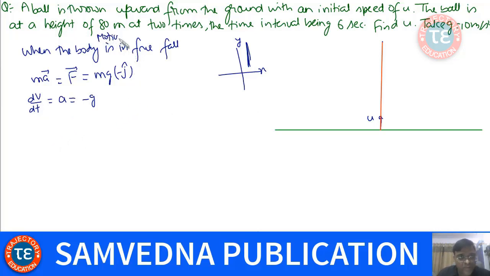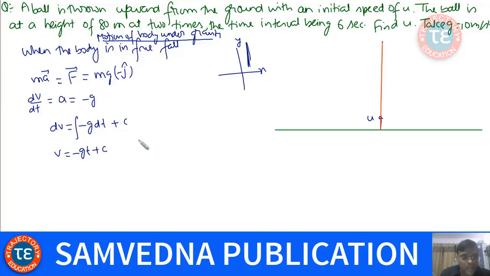The topic is the motion of a body under gravity. I have not discussed it separately. I'll come to this question, right? So a is this, and v is going to be, just integrate it. Let me do it step by step. This is minus g dt plus some constant, right?